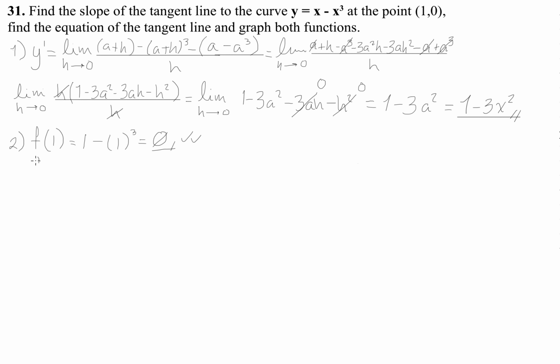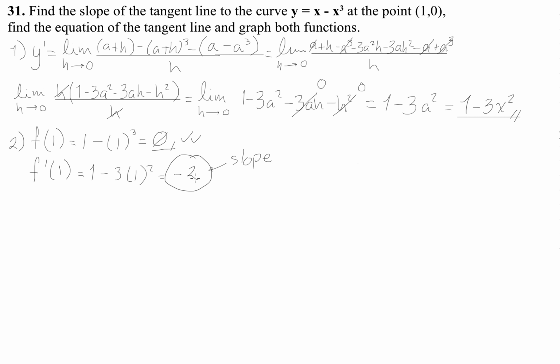Now, the next step will be plugging in this value not on the original equation but in our derivative, so we can find a specific slope, the slope of the tangent line that is passing through our given point. So f prime of 1 will be 1 minus 3 times 1 squared. This is easy. So our slope will be -2. This is our slope.